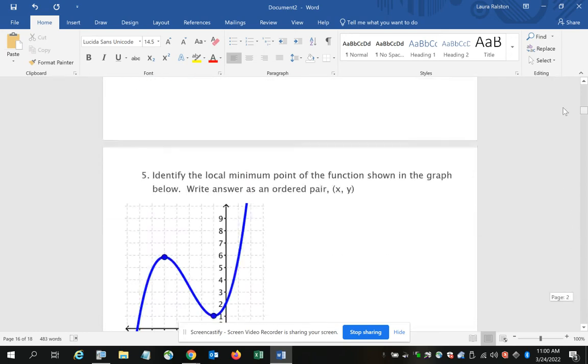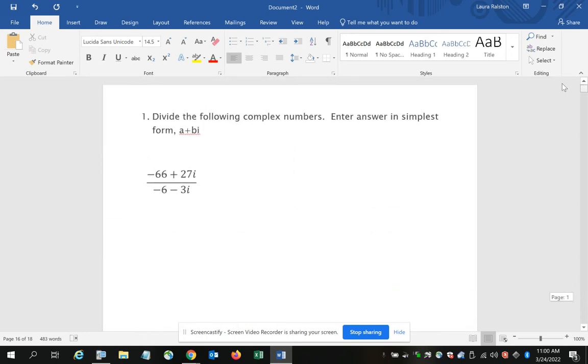I wanted to provide you with an answer key where I've worked through the problems for the midterm practice exam. So I'm just going to jump right in. Question 1 on the midterm practice exam says divide the following complex numbers. Enter your answer in the simplest form, a plus bi.